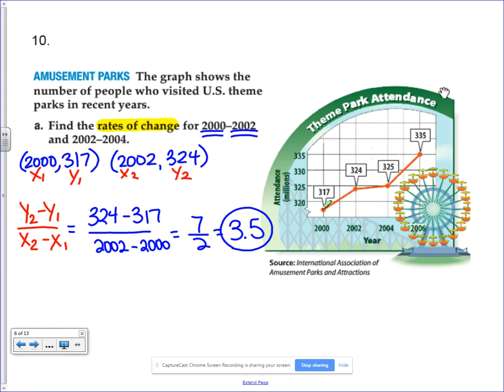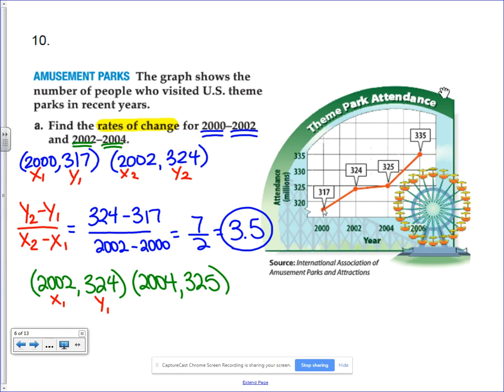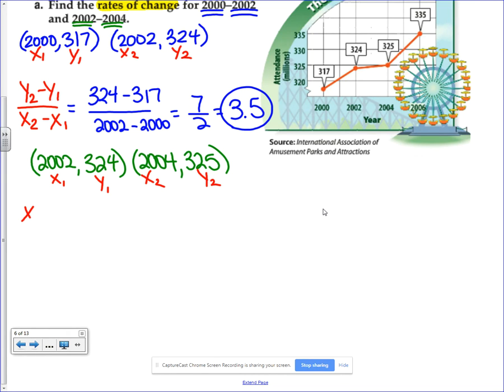Okay, well, I got a second part to this. Do you see how they asked me for 2002 to 2004? Got to do it again. What's the point associated with 2002? What's the point associated with 2004? I am going to label them, and we're going to use our formula. Hold on. All right, hit me with it here.